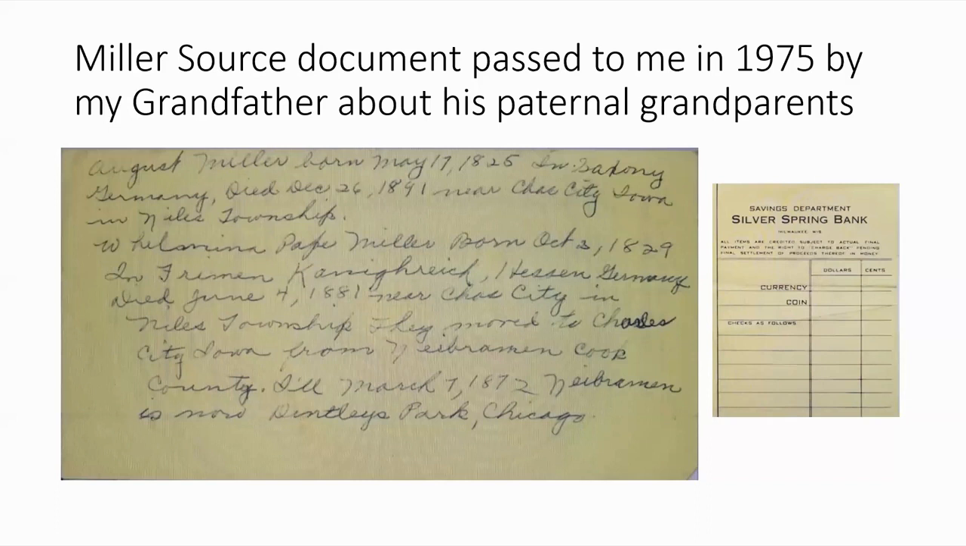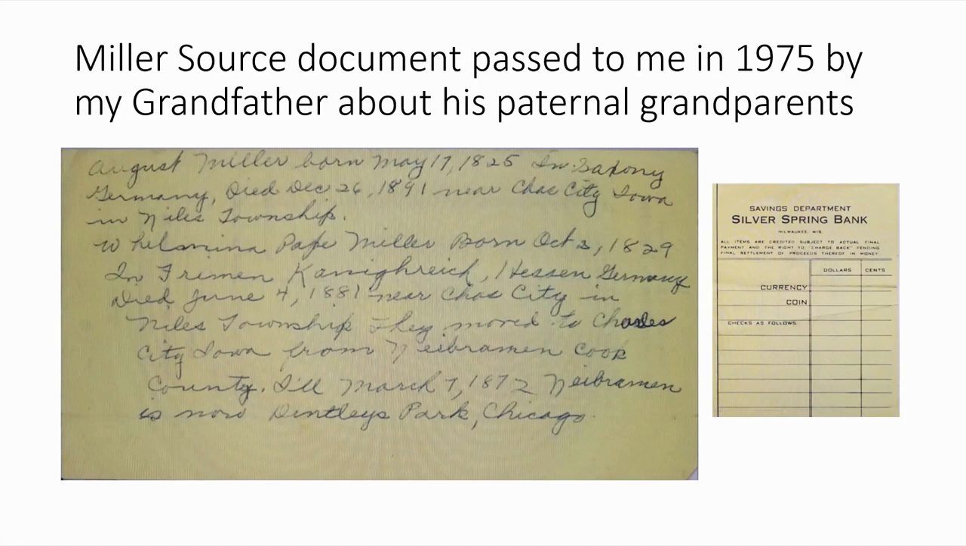Okay, read while you write. Back in January 1975, I was in the Navy and I was home on leave. And I decided to go over to my grandparents' house and interview them. And my grandfather pulled out a piece of paper that was written on the back of a bank deposit slip. He pulled it out of the family Bible, and he said, "This is my grandfather, August Miller, born May 17th, 1825 in Saxony, Germany. He died December 26th, 1891 near Charles City, Iowa, in Niles Township. He married Wilhelmina Pape, born October 2nd, 1829 in Freeman, Kasselreich, Hessen, Germany."